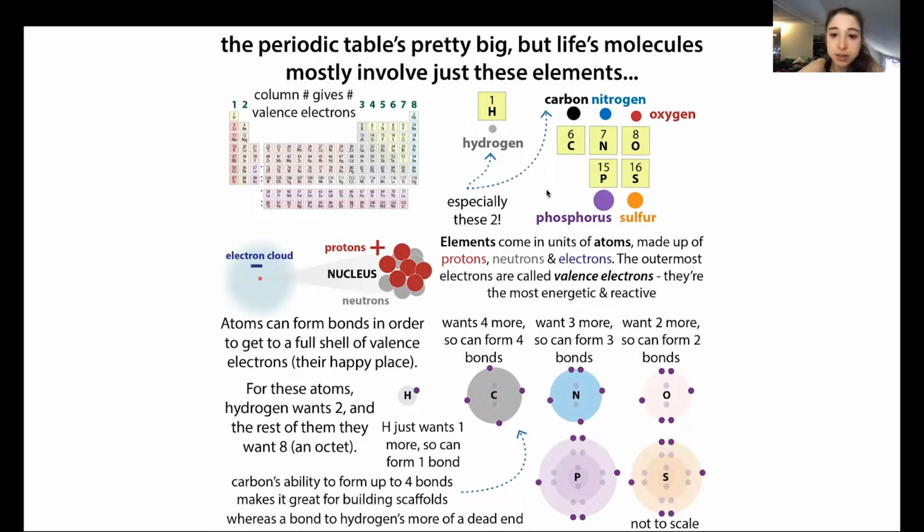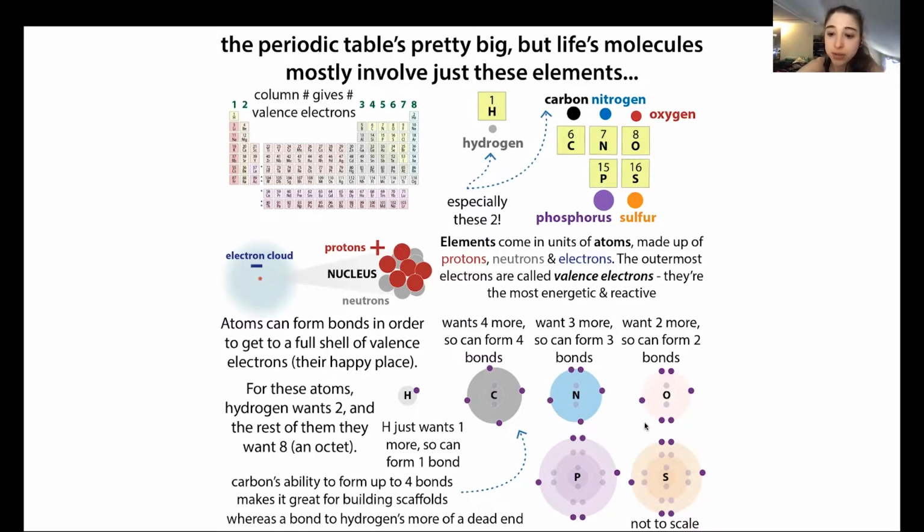And for reasons outside of the scope of this, atoms typically want to have a full valence shell. Valence electrons are the ones that are farthest from the nucleus. The nucleus, remember, is where the protons are, so that's where the positive pole is coming from. That's helping rein in these negatively charged electrons. The protons are staying put, but atoms can swap and share electrons.